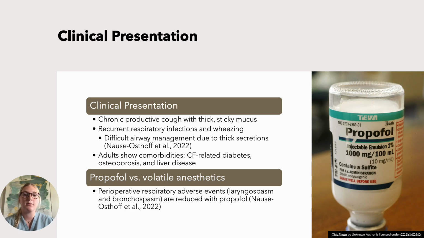So as far as the clinical presentation, you're pretty much going to see what I've already described, and that's that thick, sticky mucus that's going to cause a lot of airway management issues, and it's going to be difficult for them to clear. They're also going to present with recurrent respiratory infections, and you might even see some wheezing with that. They also usually have comorbidities, like CF-induced diabetes, osteoporosis, and liver disease.